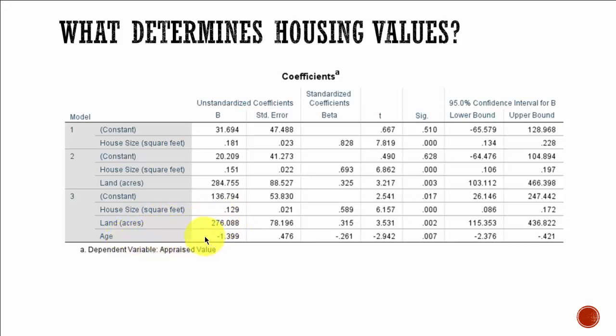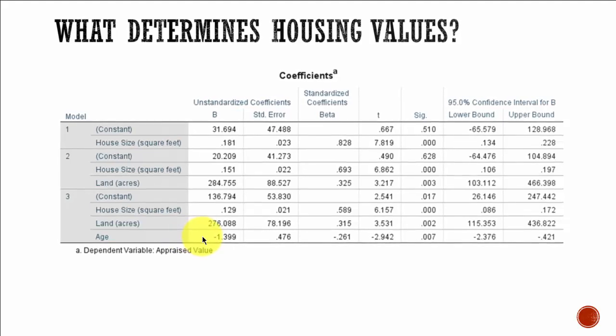And for the age of the house, the older the house, the less expensive it is, and that is known from this negative coefficient here. If we look at the t-stats, they are all greater than 1.96, which means that these variables are statistically relevant, and they are statistically significant predictors of changes in housing values.